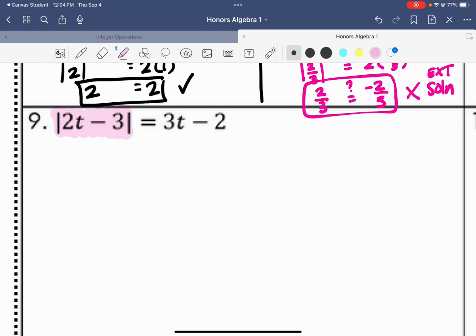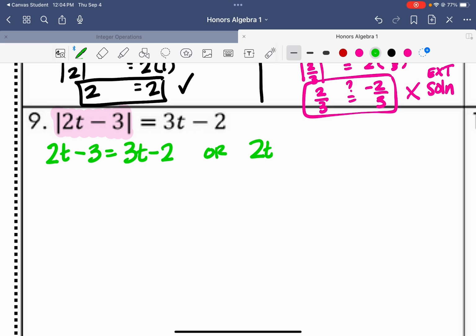Okay, we're back. Let's see what happens. I know that the 2 absolute, no, it's already by itself. So I can turn this into 2t minus 3 could equal a positive 3t minus 2. Or what's inside the absolute values could be 2t minus 3 equal to a negative 3t minus 2. So notice I put the 3t minus 2 in parentheses because it's the opposite of the whole thing. All right. Let's go through and solve this.